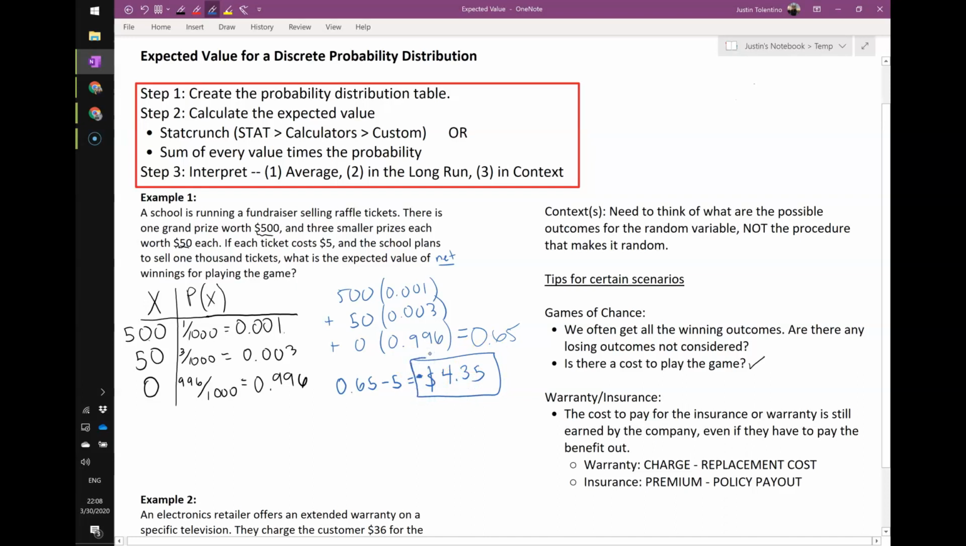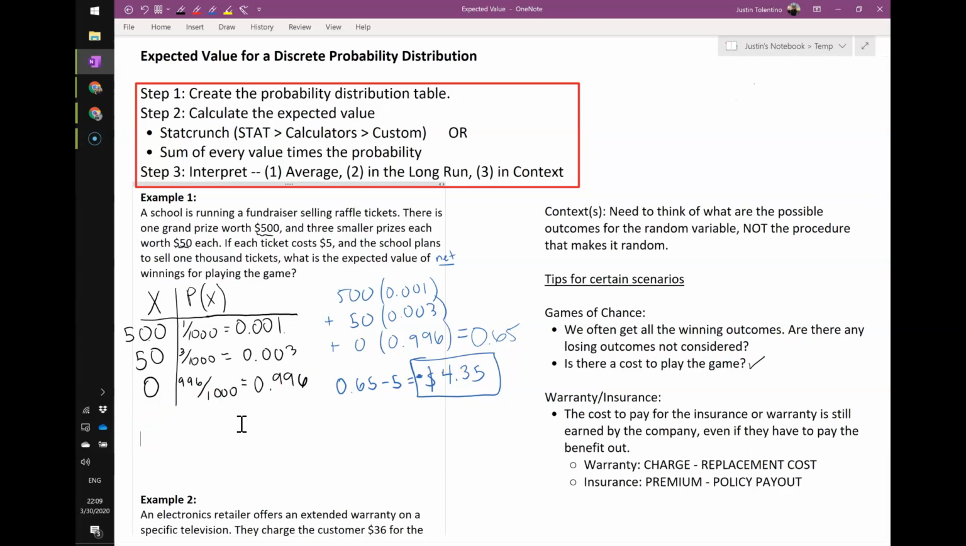And there we go. There is our expected value for playing this game, for our net winnings. On average, what we see is we're going to be losing $4.35 if we played this many, many, many times. And that's now step 3. Let's go ahead and write an interpretation.